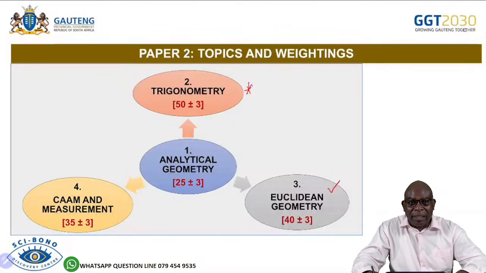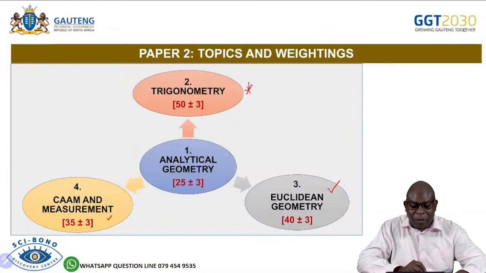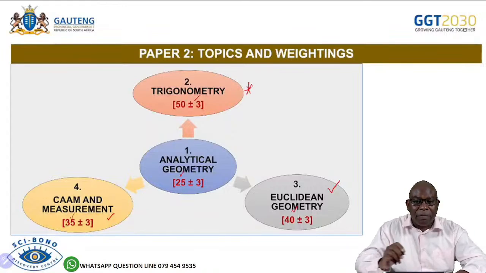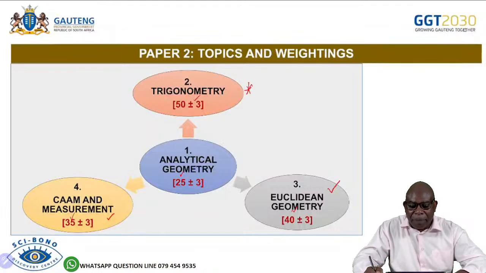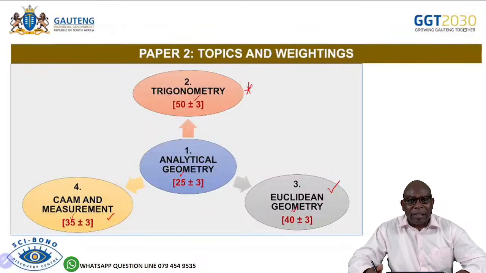CAAM is the circles, angles, and angular movement, plus the measurement. It's plus minus 35 marks. And if you calculate all these marks, the 50 plus 40, it's 90, plus 25 plus 35, that gives us a total of 150. So our paper 2, it is out of 150 marks.